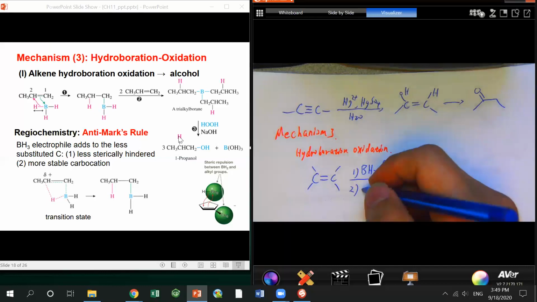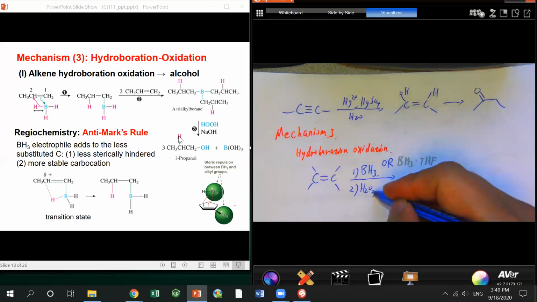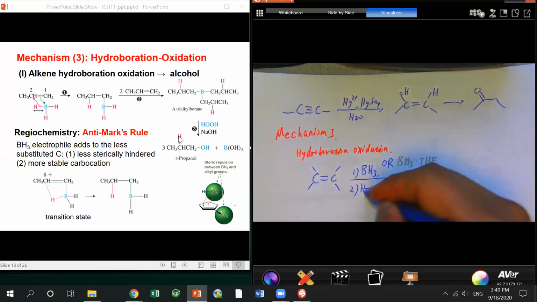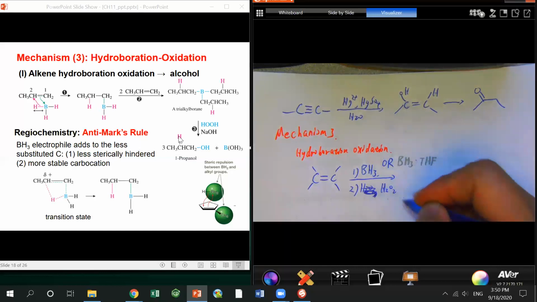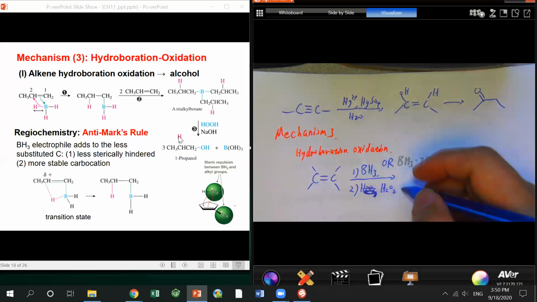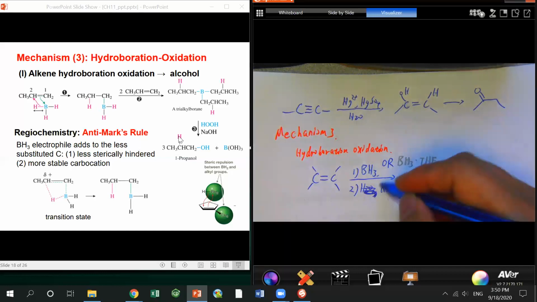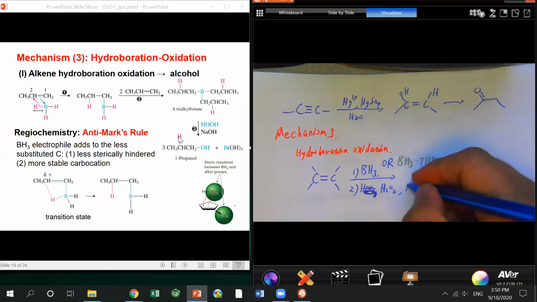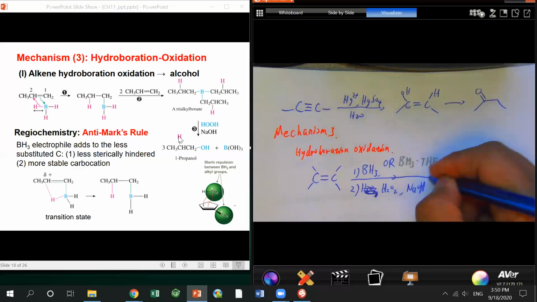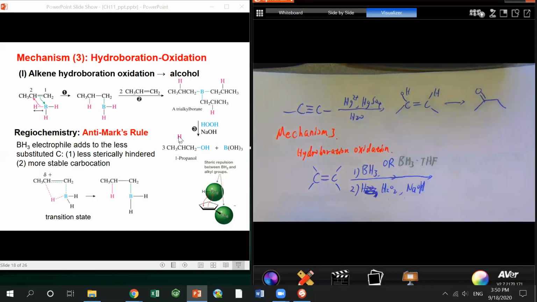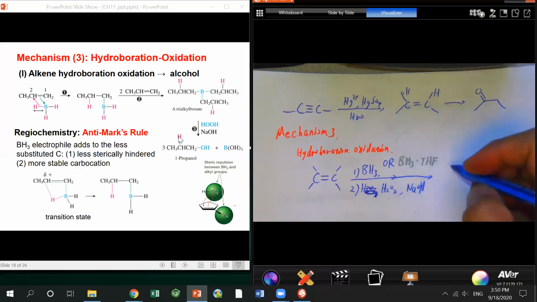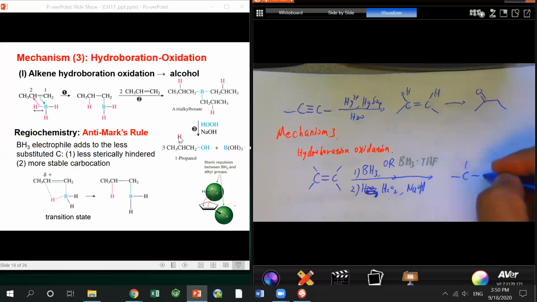Second step, oxidation, so we use peroxide. That should be H2O2, hydrogen peroxide, with sodium hydroxide. Hydrogen peroxide with sodium hydroxide is your strong oxidation reagent. After these reactions, you generate alcohol. One carbon picks up hydrogen, and the other carbon picks up OH.